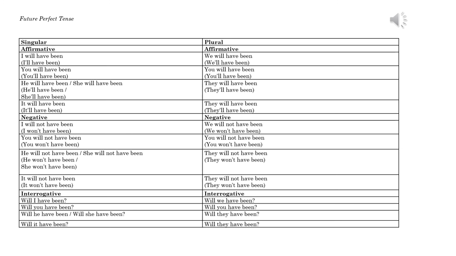Interrogative. Will I have been? Will you have been? Will he have been? Will she have been? Will it have been? Will we have been? Will you have been? Will they have been?